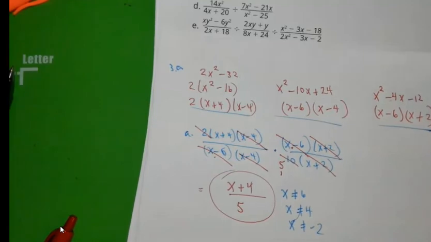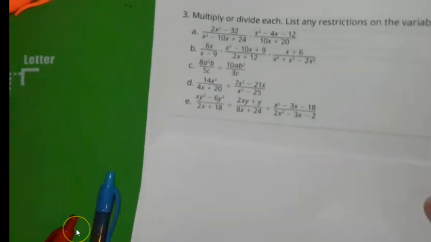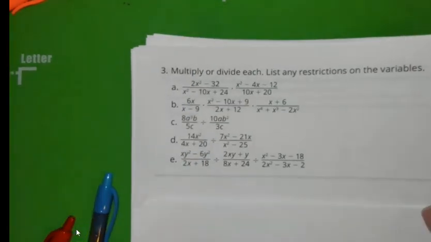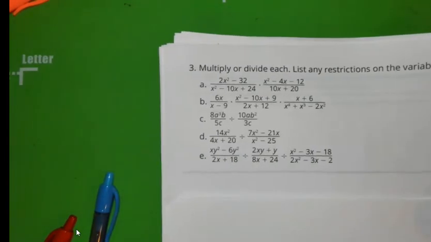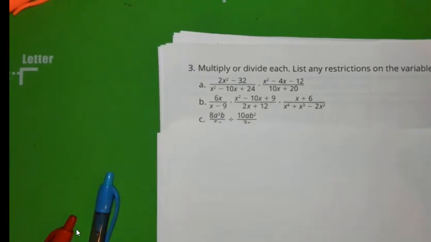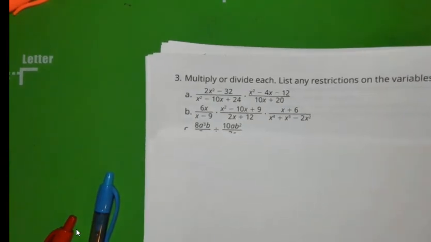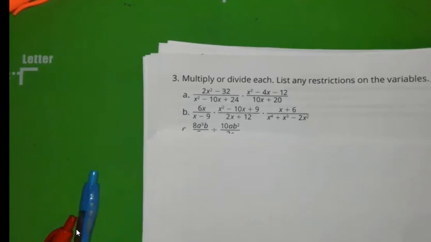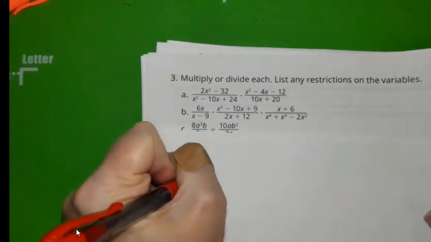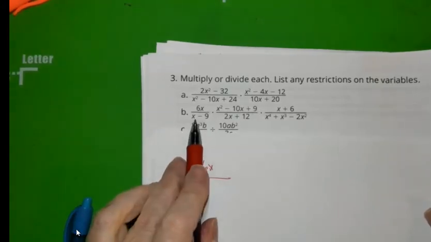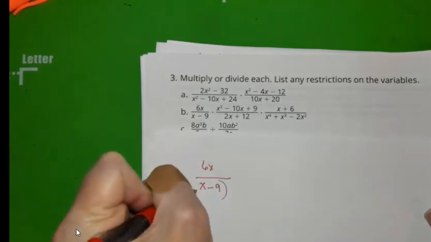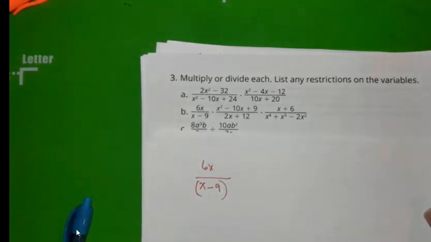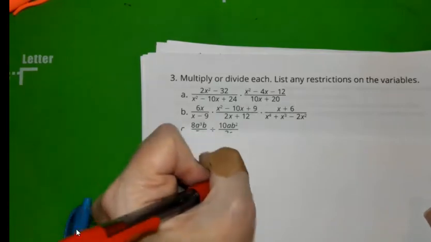All right, let's go on to 3B. Okay, we're still on 3B, multiply or divide each and list restrictions. So in this case, I'm going to go ahead and factor everything before I write this down again. The first numerator just has a 6x, so I'm going to leave that there. The denominator has an x minus 9, so I'm going to leave that there, but I am going to put parentheses, because in a minute I may have another x minus 9 and it'll be easier to see it.